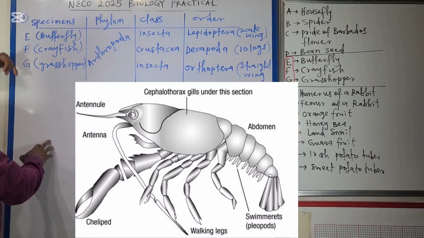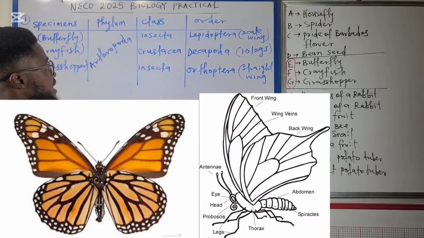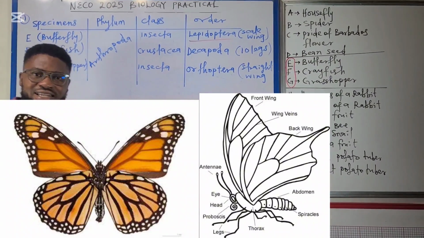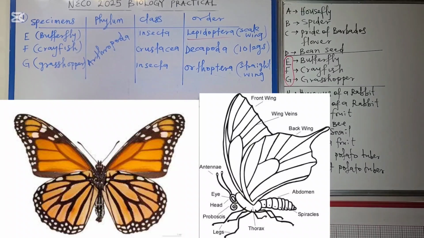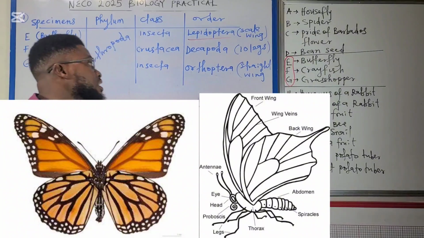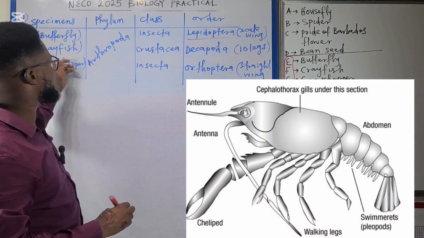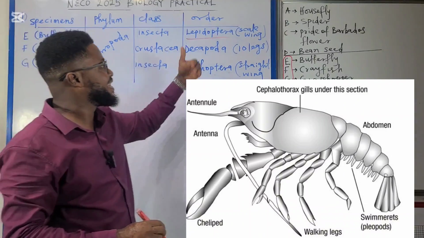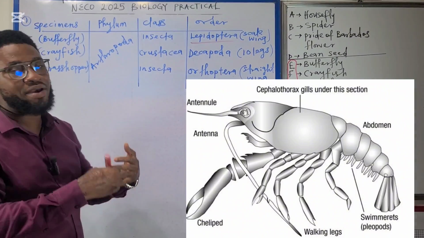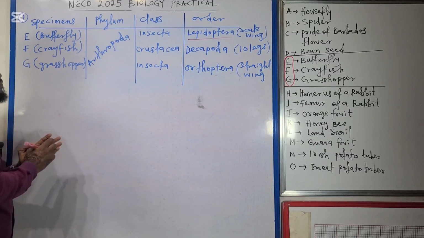So what is the order of specimen E, F, and G? Specimen E, the butterfly, belongs to the order Lepidoptera. If you look at the diagram on your screen, look at the wings of the butterfly. It is a scale wing. The wings are scaly, not smooth skin. So Lepidoptera means scale wing. Then specimen F, your crayfish, has 10 legs. Deca means 10. Decapoda. So that is the order to which specimen F belongs.